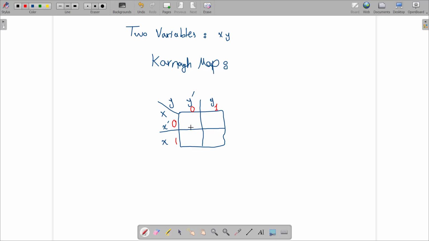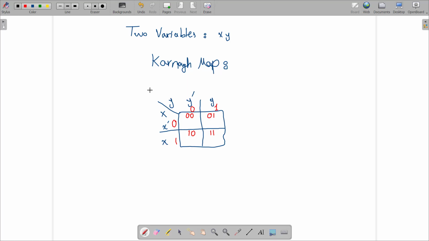Now, what can I write in this square according to the bits of the variables? Here is 0, 0. Similarly, this one is 0, 1. And what about this one? This is 1, 0. And this one is 1, 1. Look here. All of this row is x, all of this row is x prime, all of this column is y, and all of this column is y prime. Now according to this concept, I write this one.